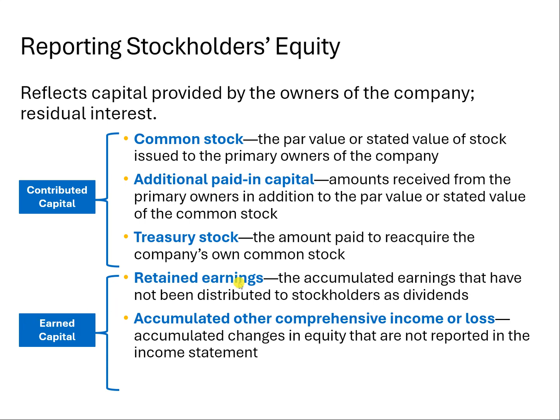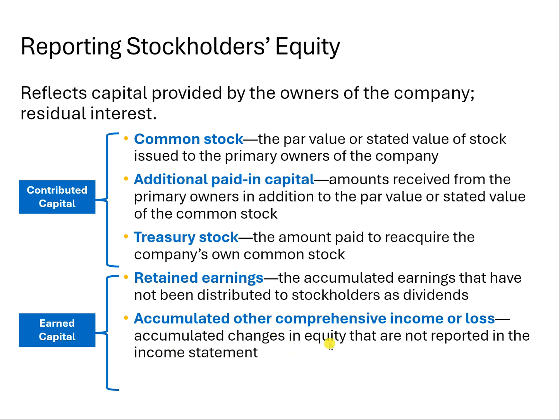For earned capital, we have retained earnings. Those are accumulated earnings that have not been distributed to stockholders as dividends. Right? If we never pay dividends, all the net income will be retained, become retained earnings. Right? We have accumulated other comprehensive income or losses. It's part of the earned capital.